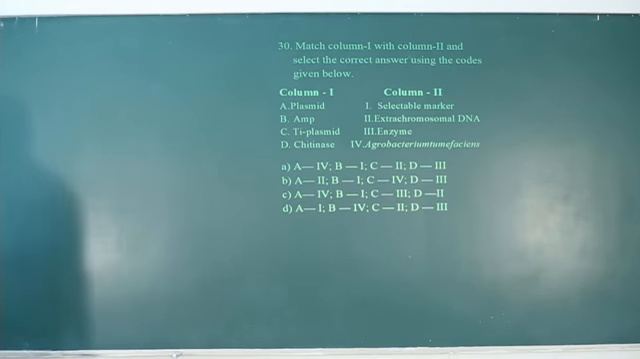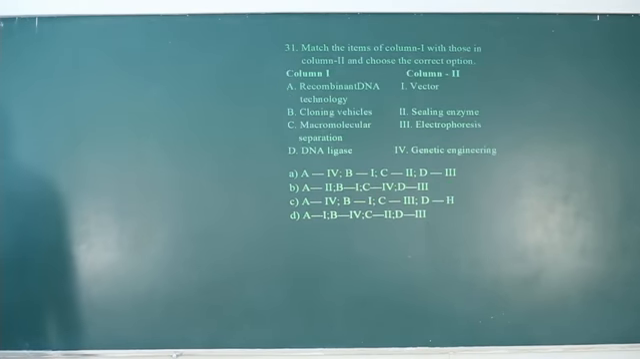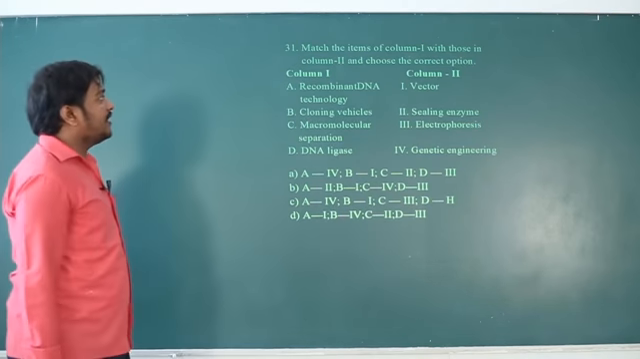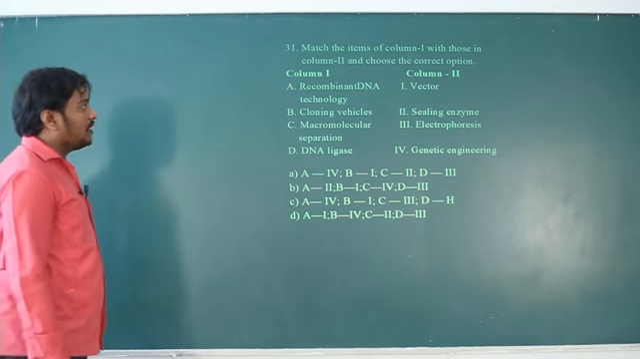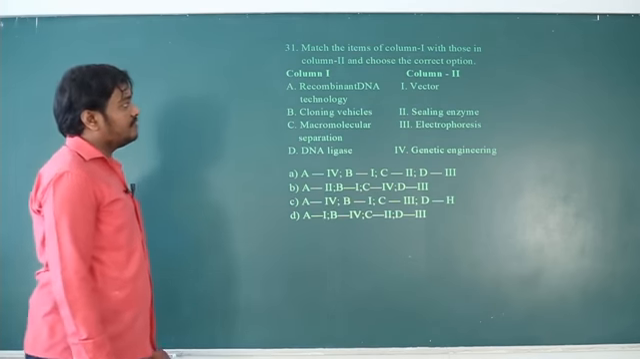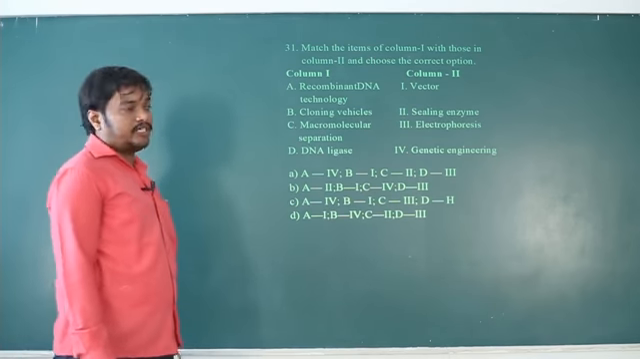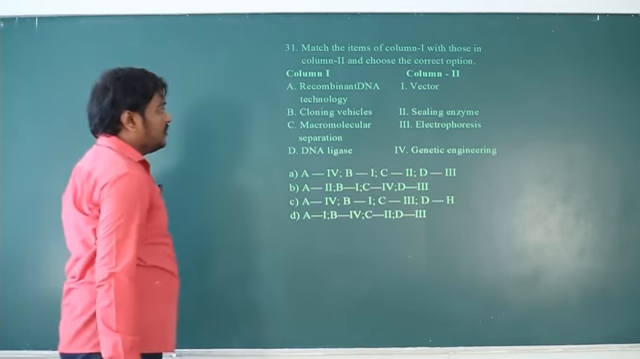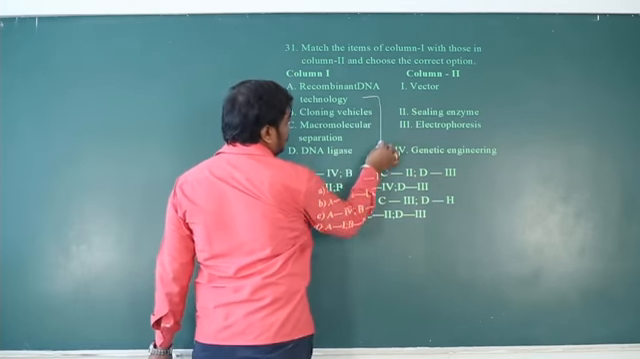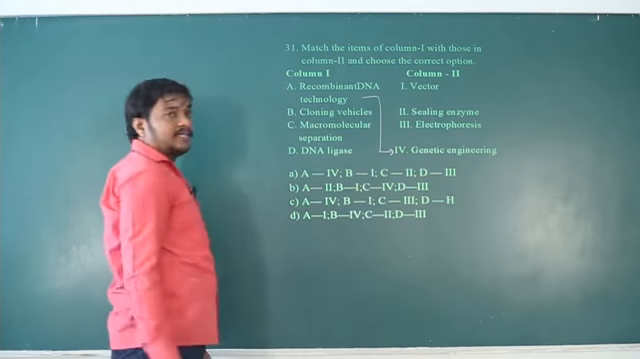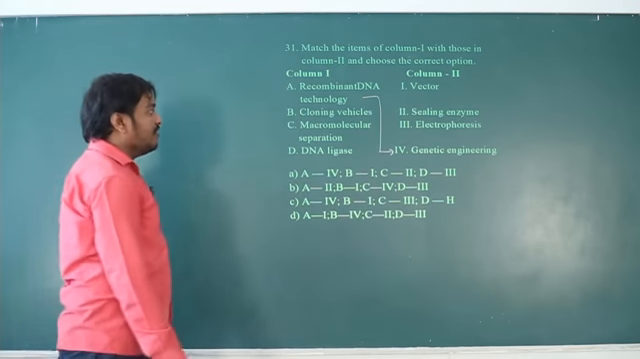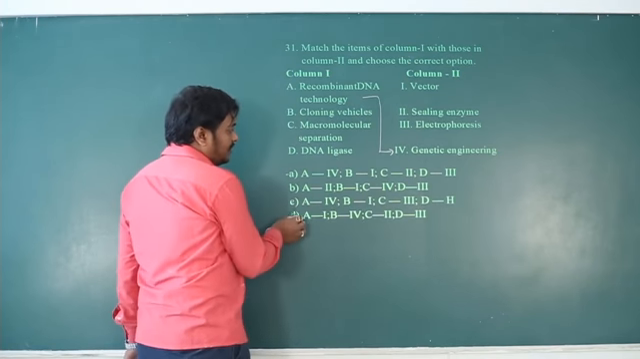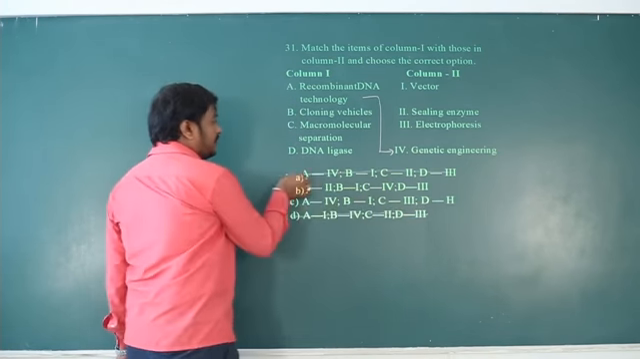Let's move to the next question. Match the following: recombinant DNA technology, cloning vehicle, macromolecular separation, DNA ligase, with vector, sealing enzyme, electrophoresis, genetic engineering. Recombinant DNA technology is nothing but genetic engineering. That means A4. If you know it very well, you can eliminate the options with A2.